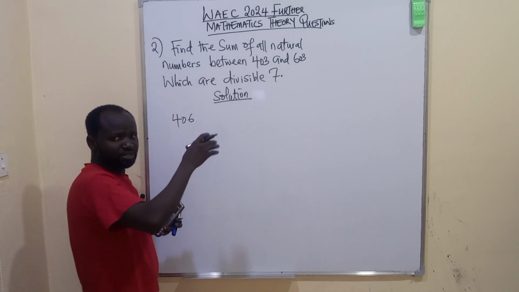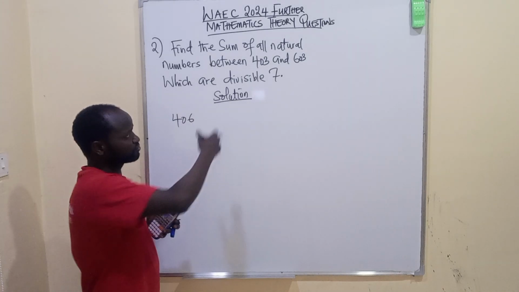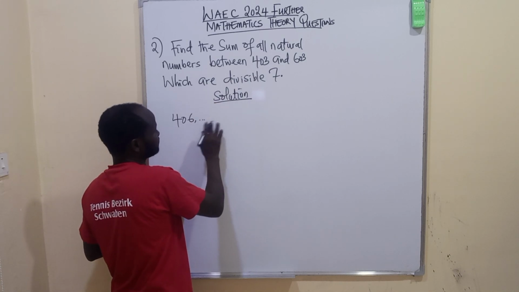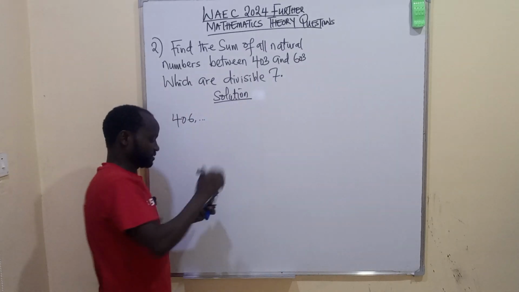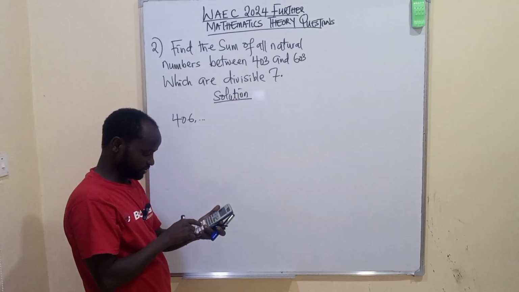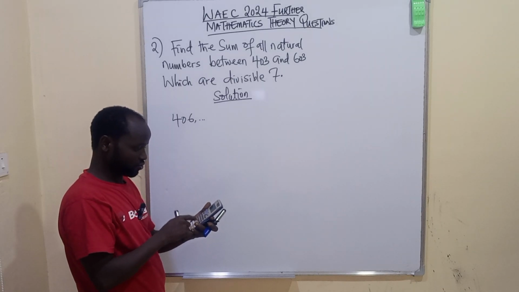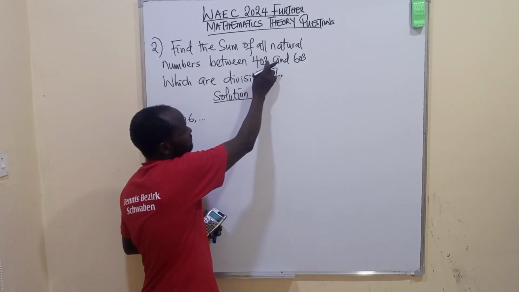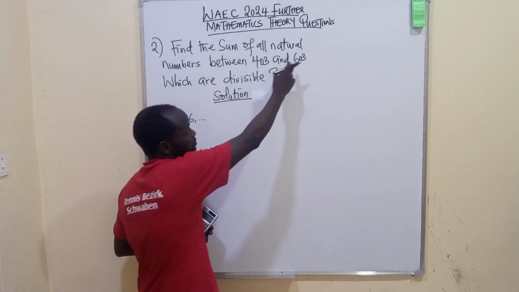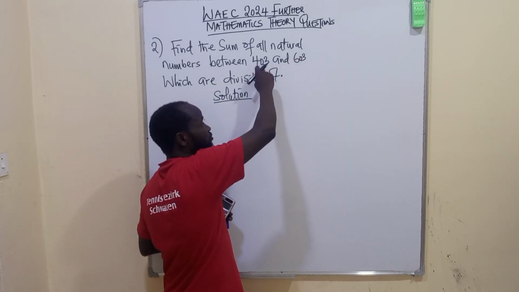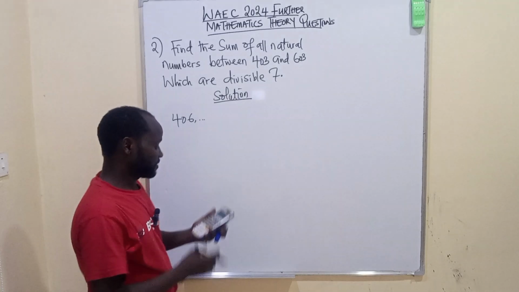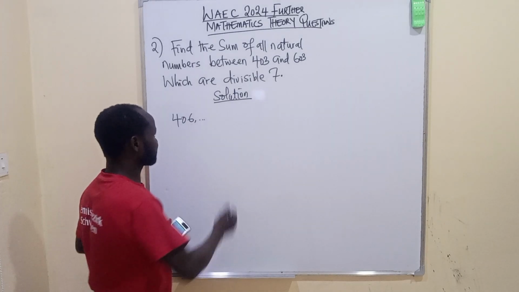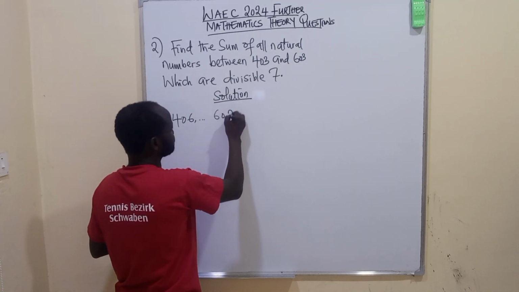Okay, so must we be dividing numbers, testing up to 603? No. Let me put a comma here, then put three dots. Then what will be the last number? What about 603? Let's try 603 divided by 7. There will be a remainder. What if I say 602? Because the number is between 403 and 603, it must not be more than 603 and it must not be less than 403. Okay, what about 602 divided by 7? Yes, 86. So the last number will be 602.